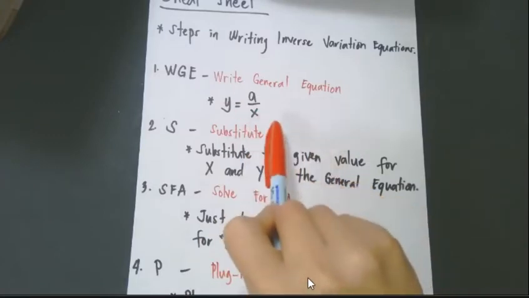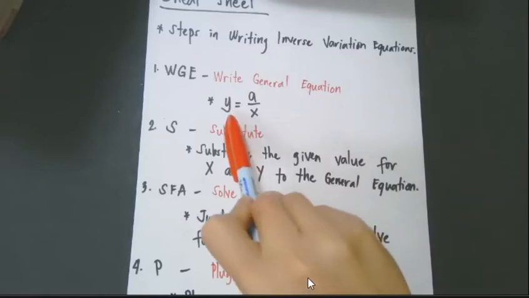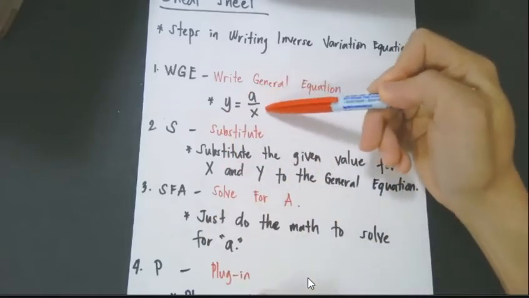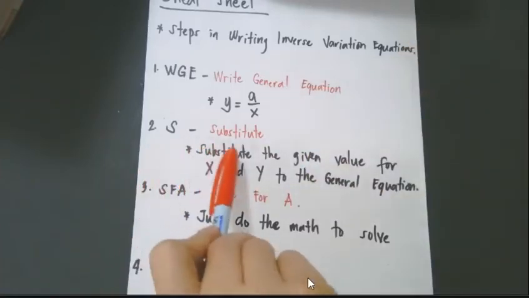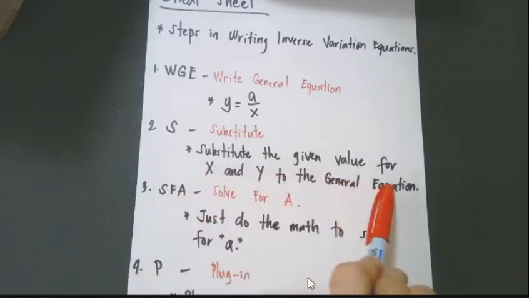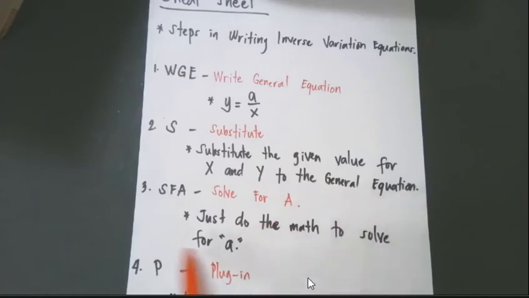Remember, the general equation for inverse variation is y is equal to the quotient of the constant, which is a, and your x. Second step is S, which is substitute. Here we substitute the given values for x and y into the general equation. Third is SFA, solve for a. You just need to do your math to solve for your a.